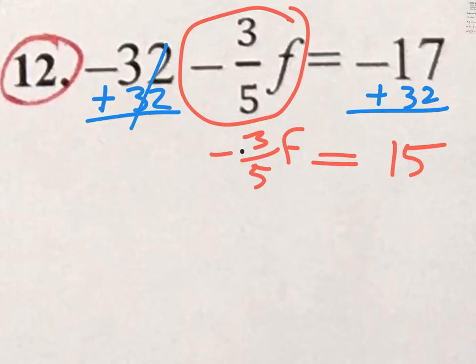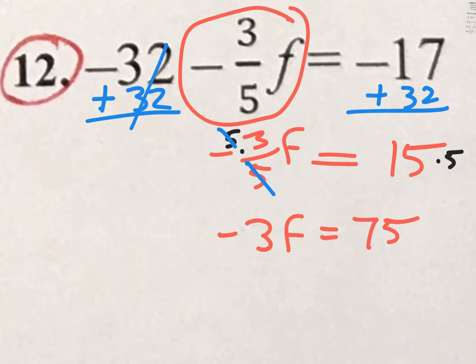Multiply by 5. So I'm putting a times 5. Times 5. So check this out, guys. The 5 cancels with the 5. And what do we have left? We have a negative 3f left over, equals 15 times 5, which is 75.